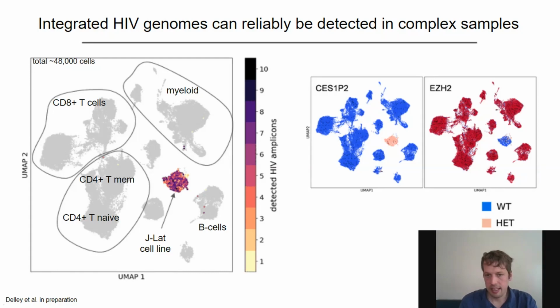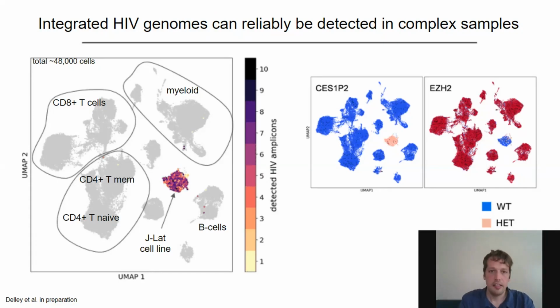And so again, the DAb-seq readout here shows the immunophenotypic compartments. We get the cell types that we expect: myeloid, CD8 killer T cells, B cells, and so on. We get here an additional cluster of cells that indeed associates with a very high number of detected HIV amplicons. The median is 8 detected amplicons from HIV in these cells. And so that's likely the J-lot cell line spiking.